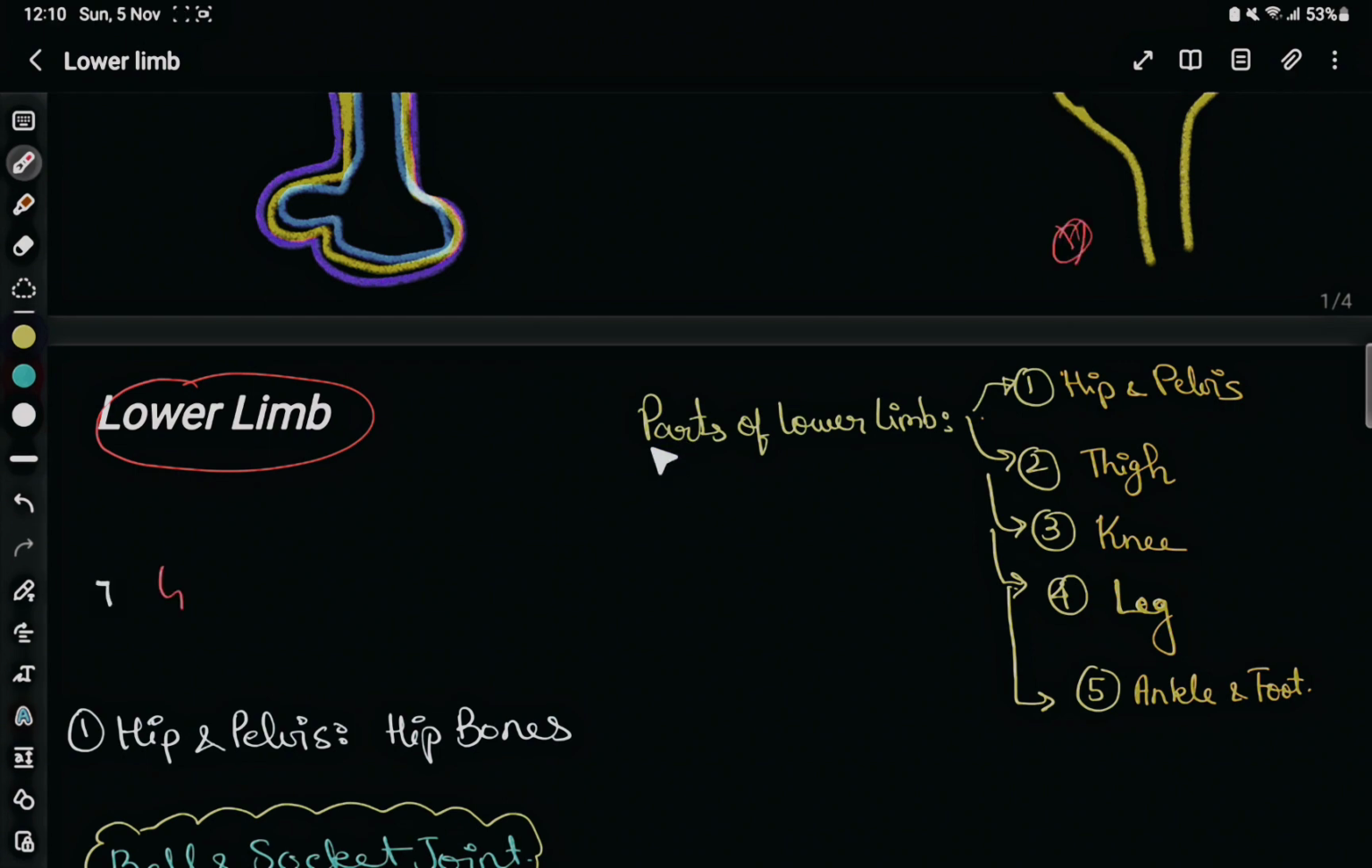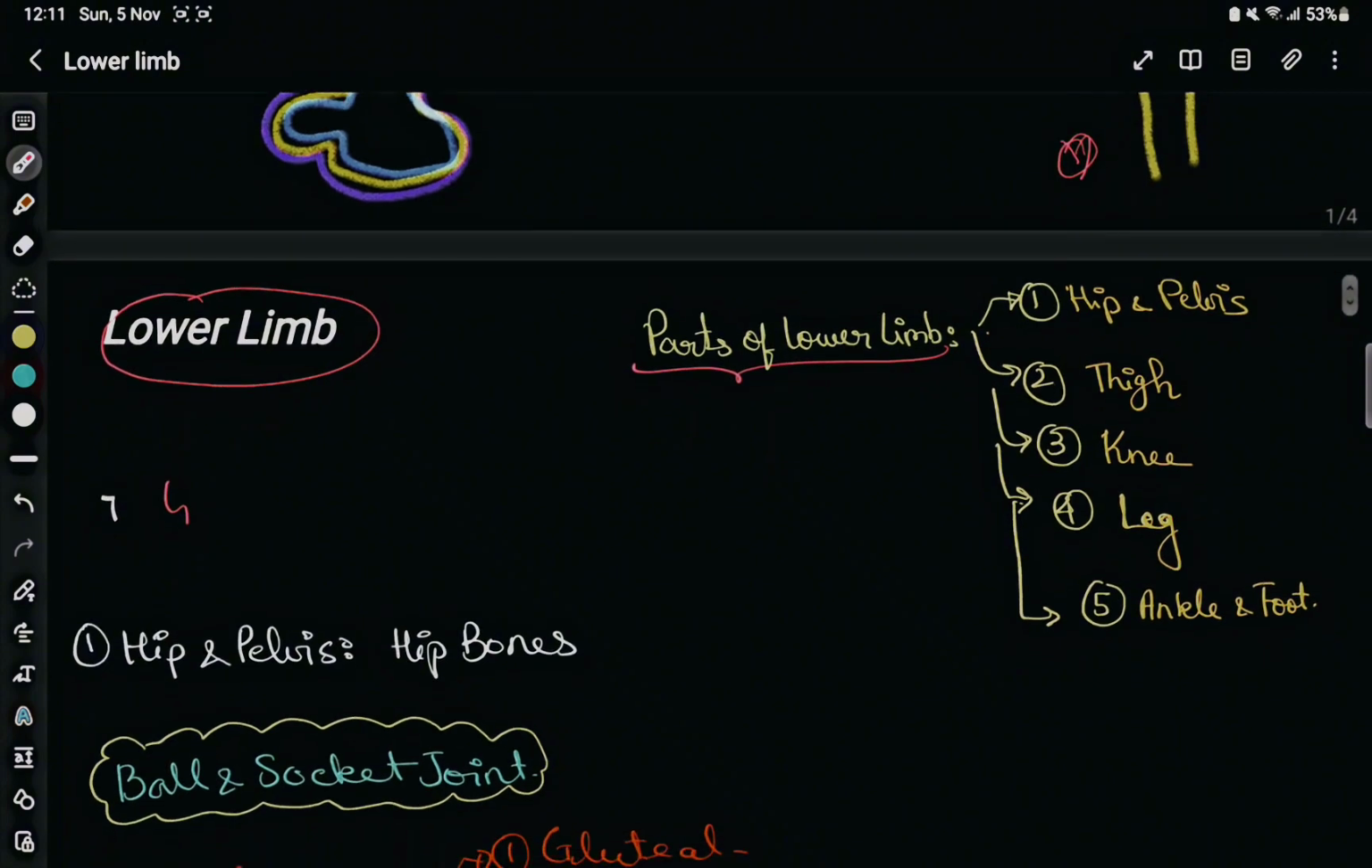As you can see here, I have drawn the parts of the lower limb. First is hip and pelvis, second thigh, third knee, fourth leg, fifth ankle and feet. You can take it down as your notes, it can help you out in the exams.